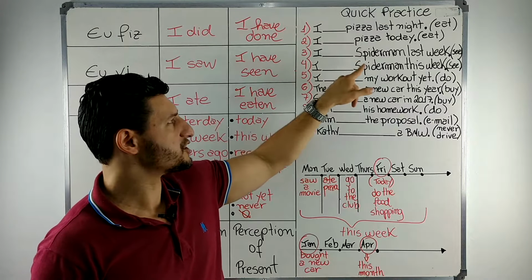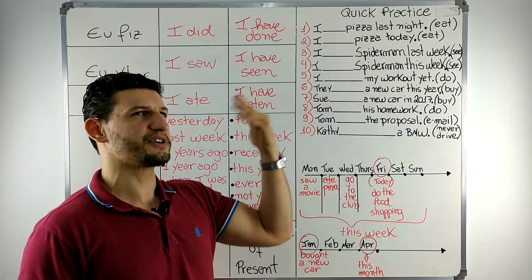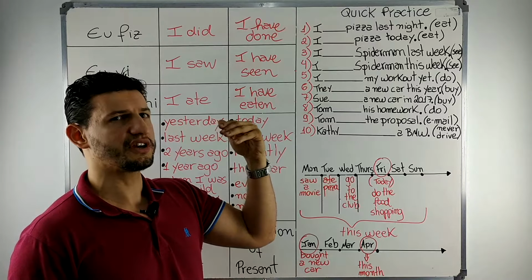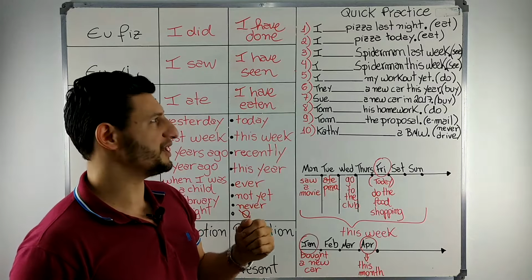3. I see Spider-Man last week. Last week, perception of past. So here I say eu vi, I saw Spider-Man last week.